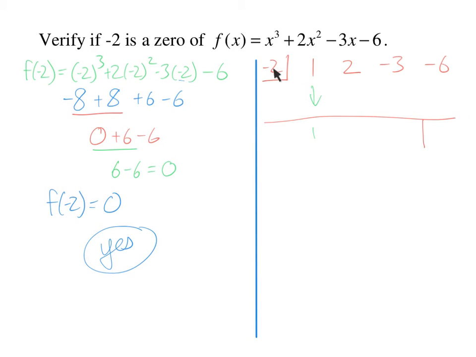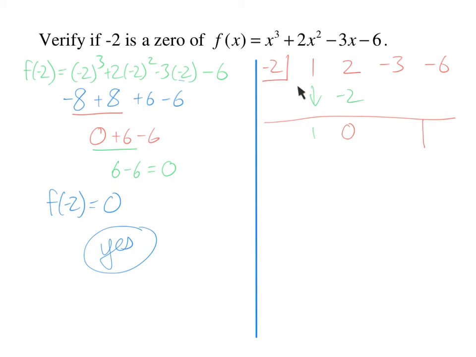Then you're going to multiply negative 2 times 1. Take this number, multiply by that, and you get negative 2. And we're going to put it right here. We always multiply this times this and put it there. And then we add down. Here we just moved it down. Here we're going to add down. What is 2 plus negative 2? That is 0. So we have a 0 here.